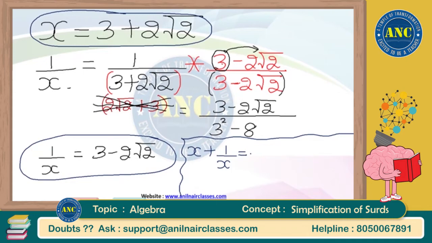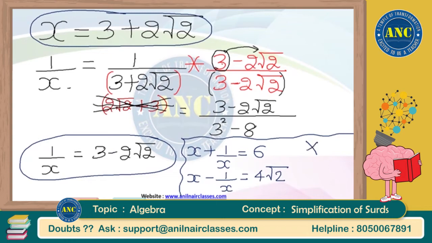In this particular example, 2 root 2 minus 2 root 2 cancels. It is 3 plus 3, which is nothing but 6. So it is nothing but 6. Similarly, if I subtract these two, x minus 1 by x is nothing but 3 minus 3 will cancel. 2 root 2 minus of minus 2 root 2, 2 root 2 plus 2 root 2. It is 4 root 2.